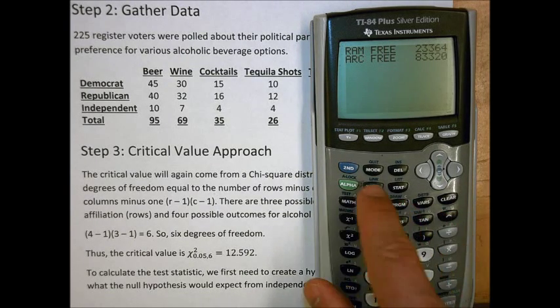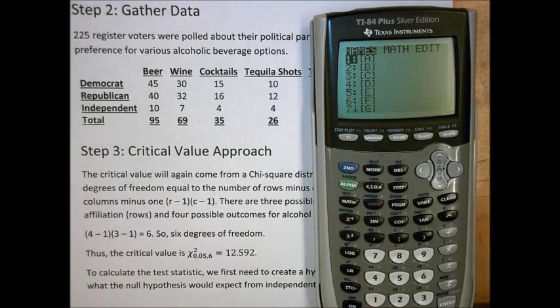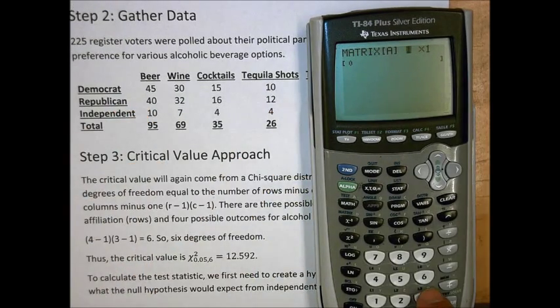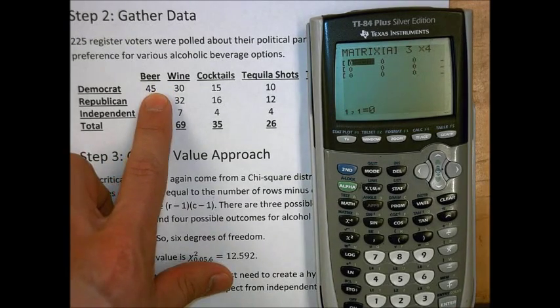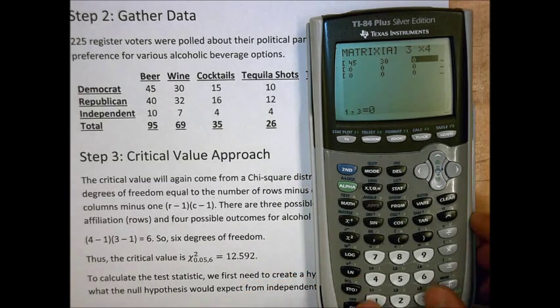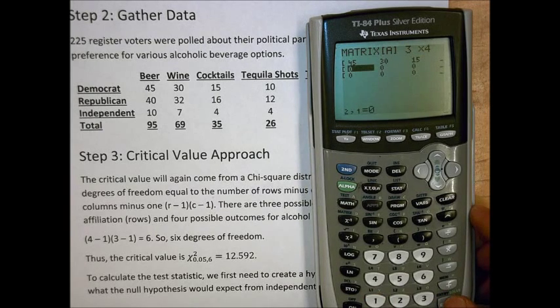I go to second matrix, I go over to edit, and I'm going to edit matrix A, so I press enter. Matrix A has 3 rows and 4 columns, so it is a 3 by 4 matrix. Now I'm just going to enter the data that I see over here that I collected earlier. So 45, 30, 15, 10, 40, 32, 16, 12, 10, 7, 4, and 4. Now all my data is stored in matrix A. I don't have to save it or anything.